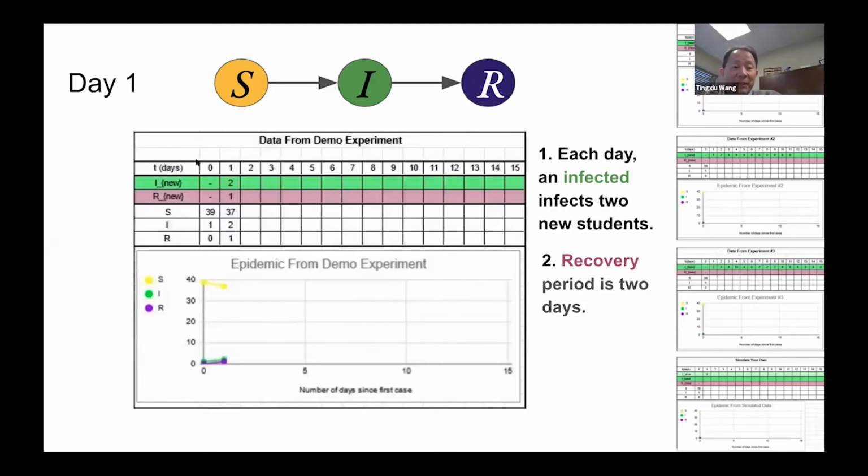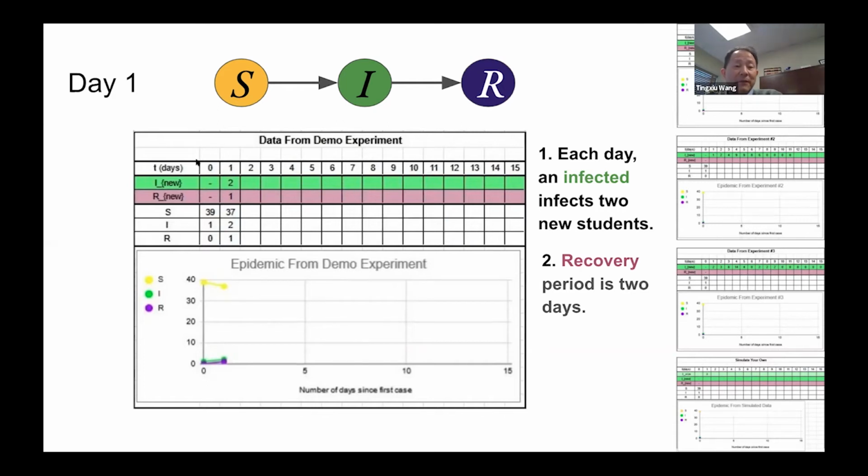So here you see the spreadsheet, and just now we started with day 0. In day 0, initially there were 39 students susceptible, and then 1 infected and 0 recovered. Just now Tim explained that, and so assuming each infected student will infect 2 new students. So therefore, in day 2, the number infected will become, there are 2 new infected students.